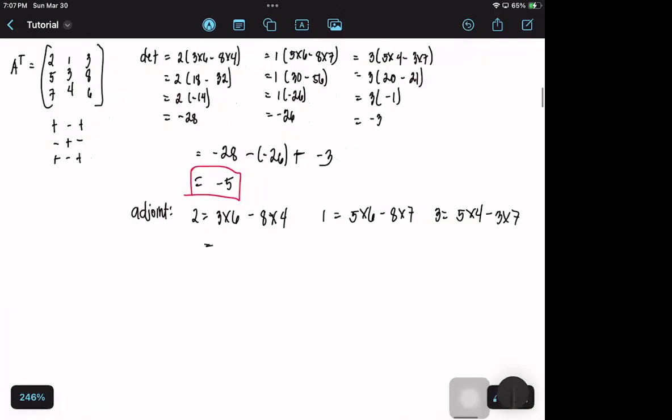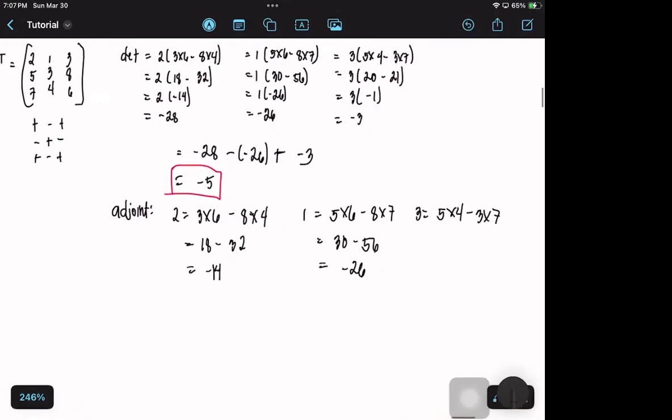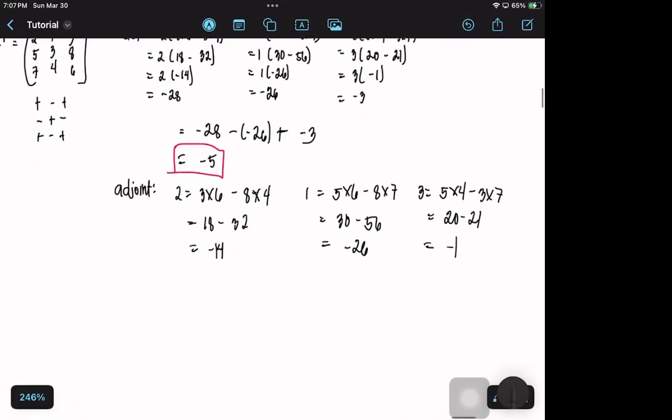Calculating this becomes 18 minus 32, which is negative 14. Then 30 minus 8 times 7, that is 56, the same as we had earlier. Then 30 minus 56 is negative 26, the same as calculated earlier, which you can see in the determinant itself. Then 20 minus 21 becomes negative 1. So that will be the cofactor result.